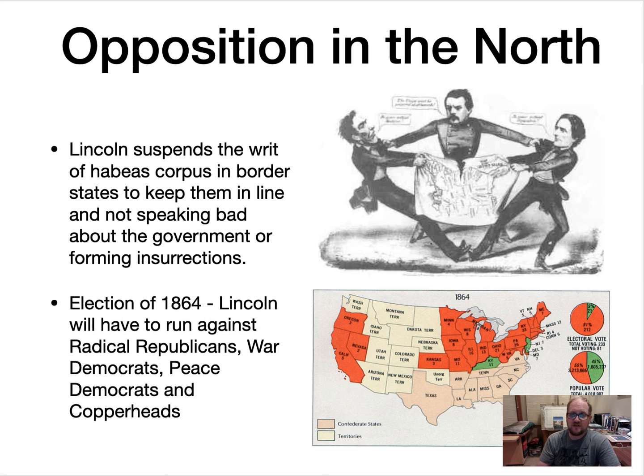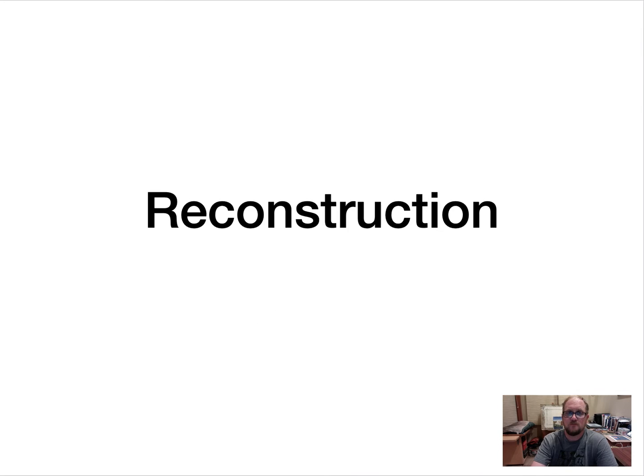Also, in the election of 1864, Lincoln has to not only run against Democrats, but also he has opponents of radical Republicans, both war and peace Democrats, and also Copperheads. He does win this election, though, with the help of William Tecumseh Sherman and his march to the sea. That happens right before the election actually happens.